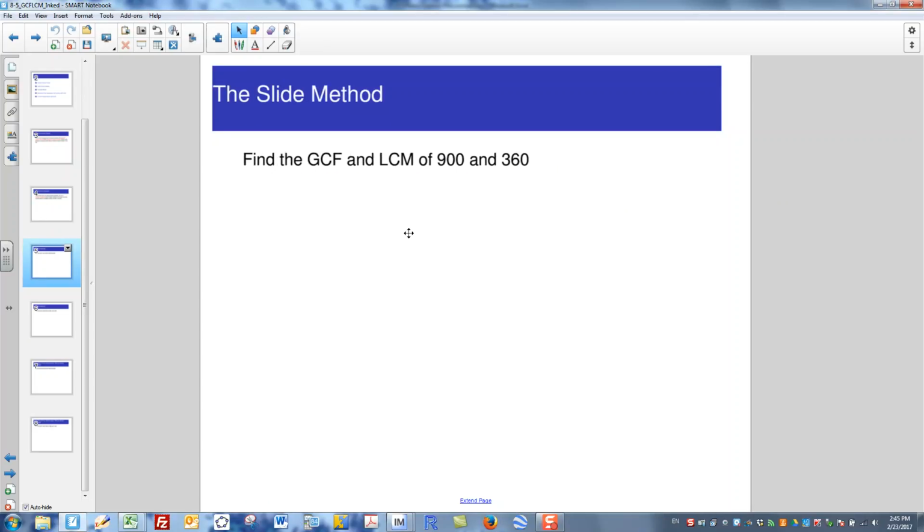Well, it turns out that there are these neat methods for finding LCMs and GCFs, and let me show you how it works. This one method is called the slide method. So we'll use 900 and 360 as our examples.